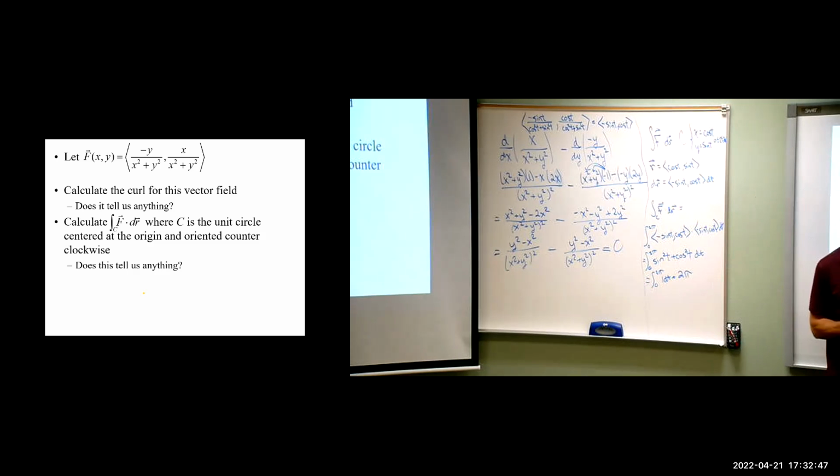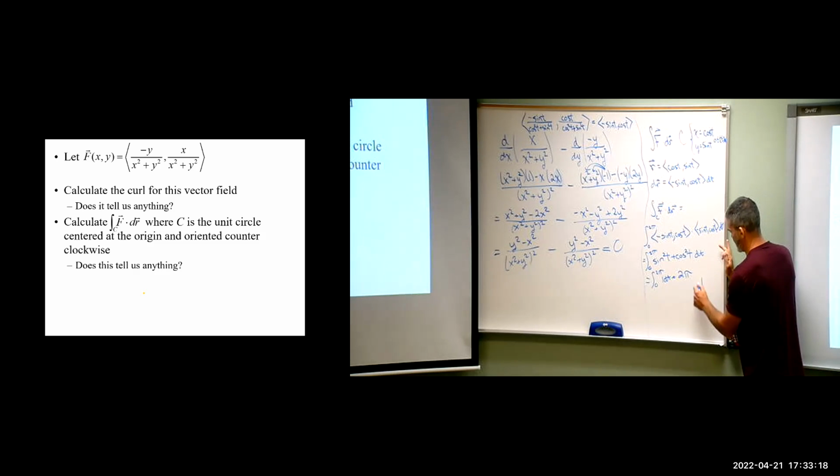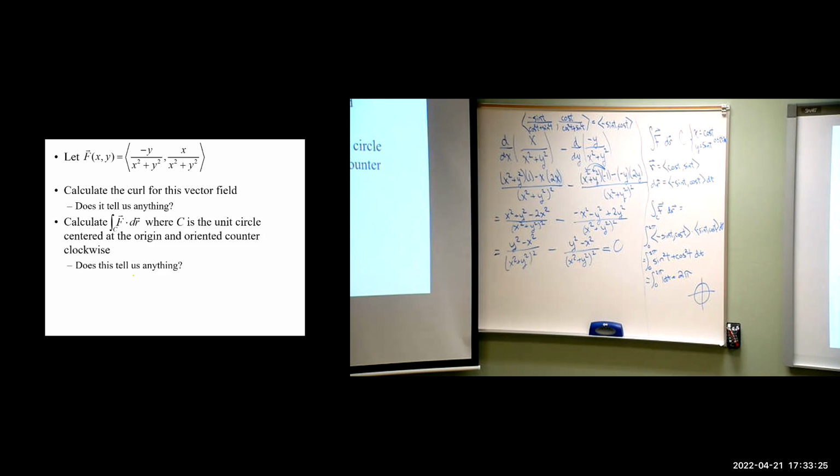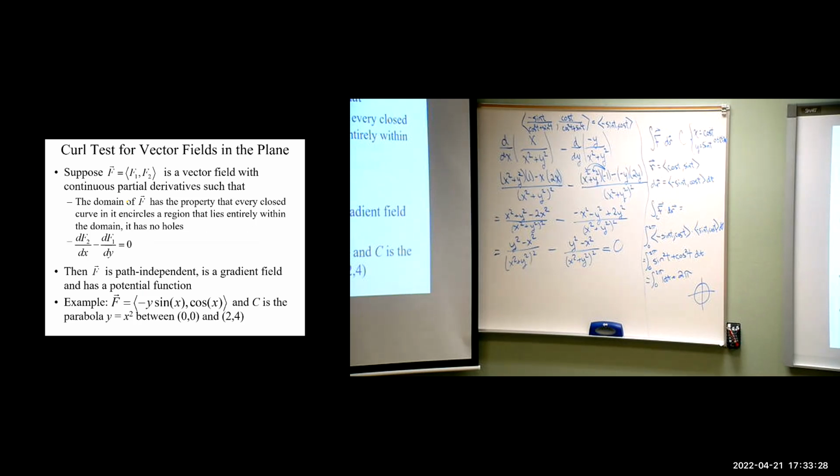Now, here's the problem. We just did a closed loop, a circle. We ended where we started. If this were following our theorem, which says that a gradient field is path independent, we should have gotten 0. But we didn't. This is the one thing we have to look out for. The reason it failed is because of a point that was included in our circle. So we did the unit circle, and let me go back to the theorem that guarantees this. The domain of F has the property that every closed circle in it encircles a region that lies entirely within the domain.